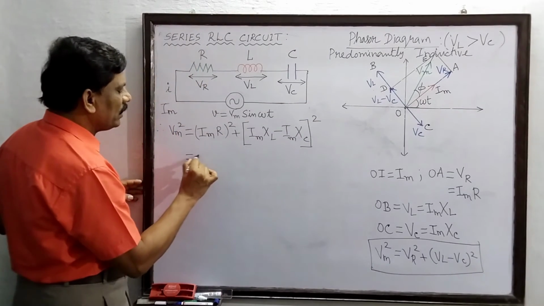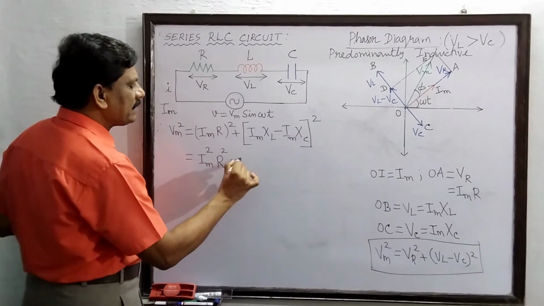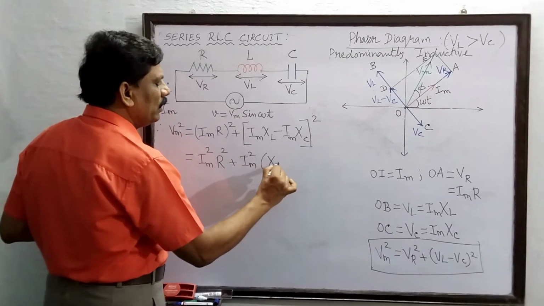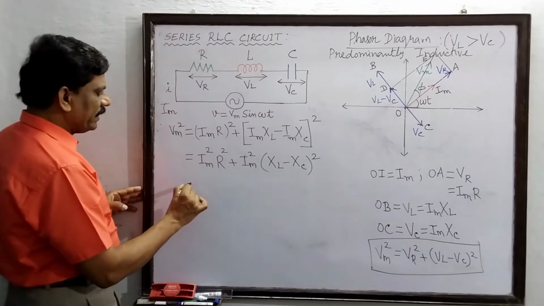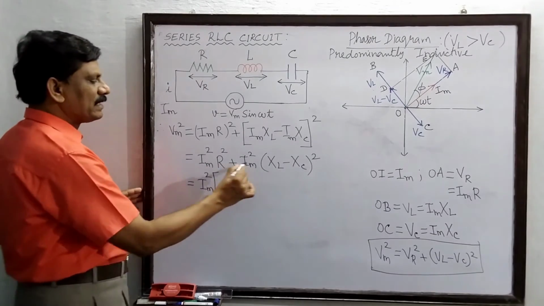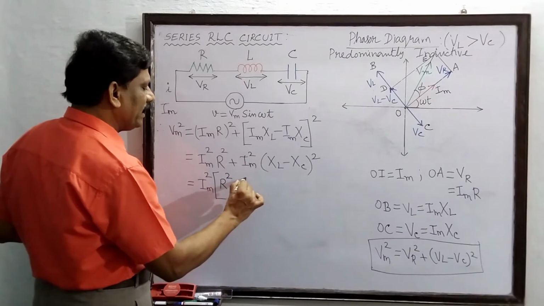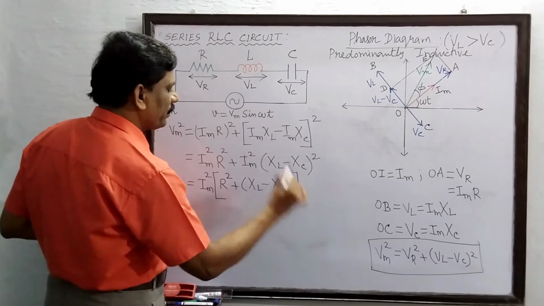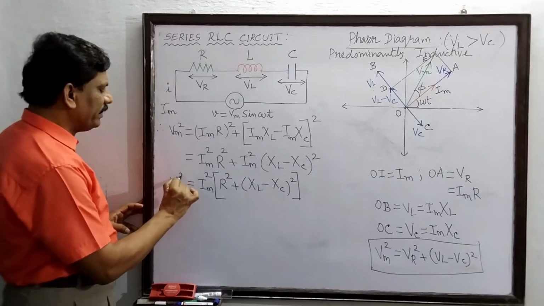So this is equal to Im square into R square plus Im square into (XL minus XC) the whole square, where I have taken the common factor. So this is equal to Im square into, Im square is a common factor, so the remaining factors are R square plus (XL minus XC) the whole square. Okay students, now the left hand side is still a square term only, this is Vm square.